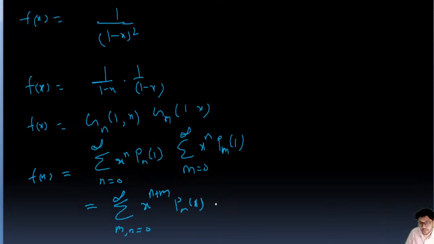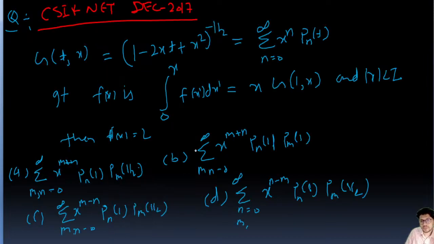I'm not sure about the options, but this is the correct answer, guys. So this is pm1, right? So this is the correct answer: the sum over n equal to 0 and m equal to 0 to infinity of x to the power m plus n, pn1 and pm1. Okay, so this is the answer. This is the value of f(x), guys. Very good question, guys. Okay, so which option is matching? Option B is matching, guys.